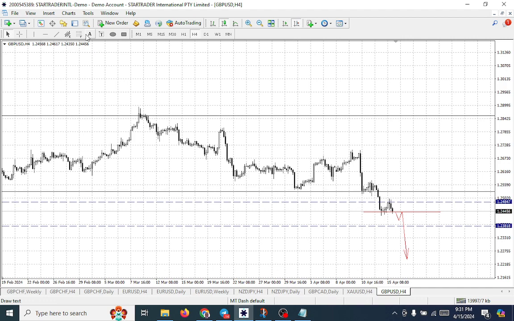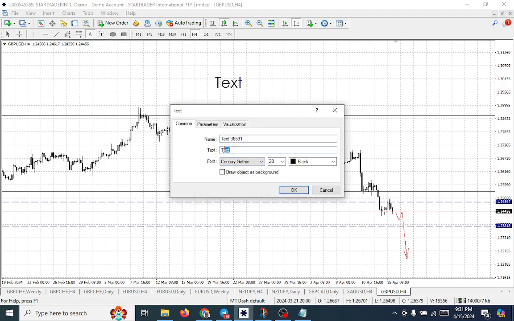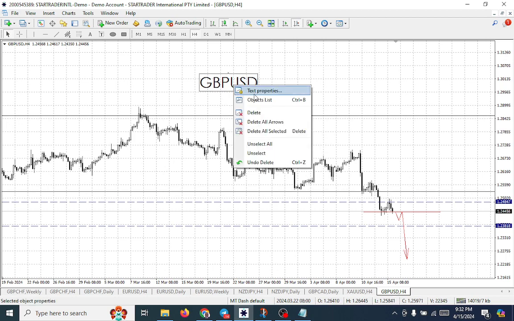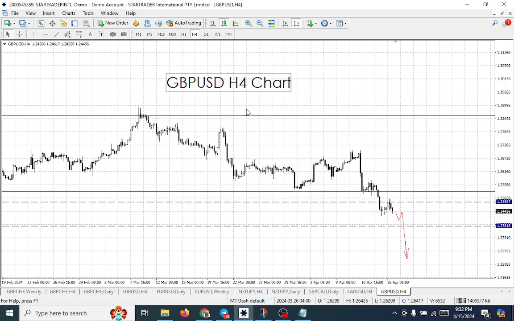So guys, let me continue to mark up my chart. For visibility's sake, I want to bring out the currency pair, Great British Pound USD. Guys, just follow me and learn how I mark up my chart properly. So this should be on the 4-hour time frame chart. This is the way I want it.